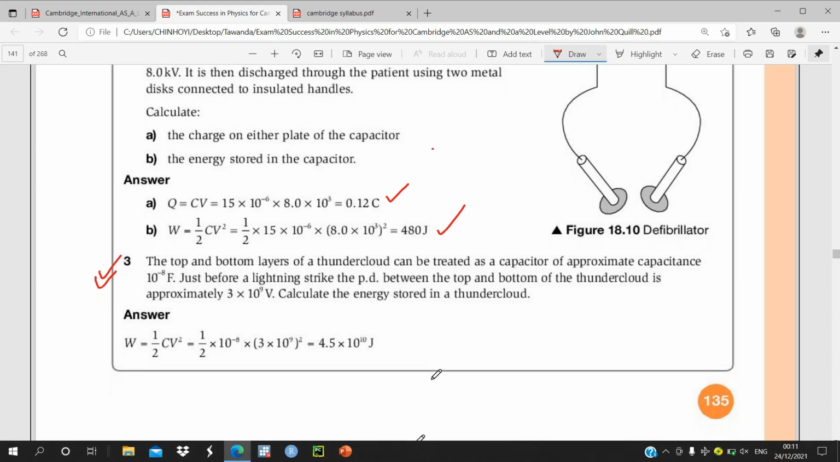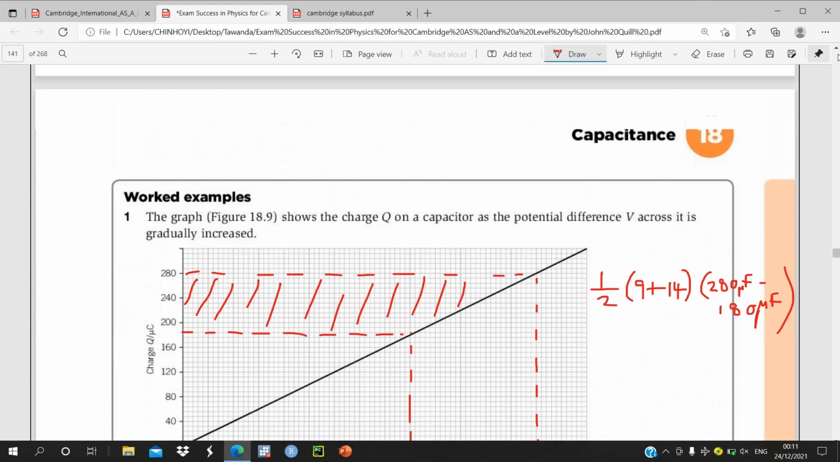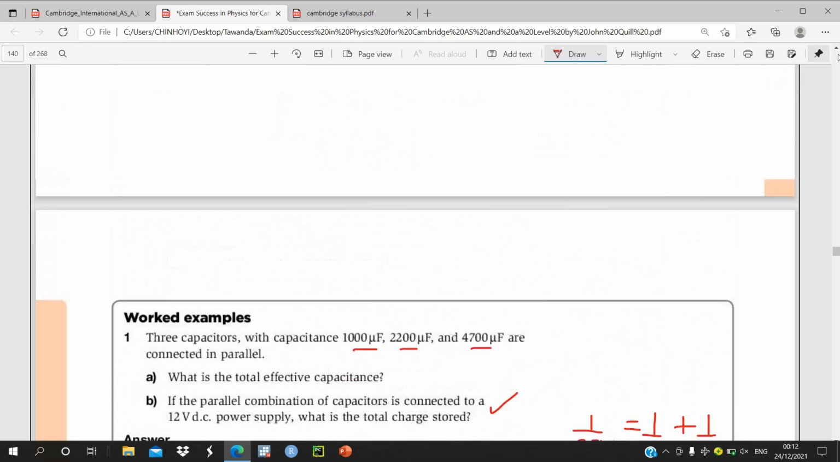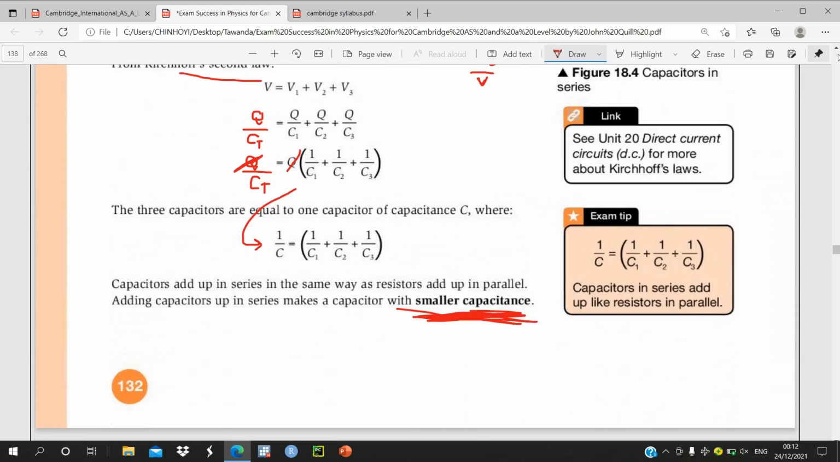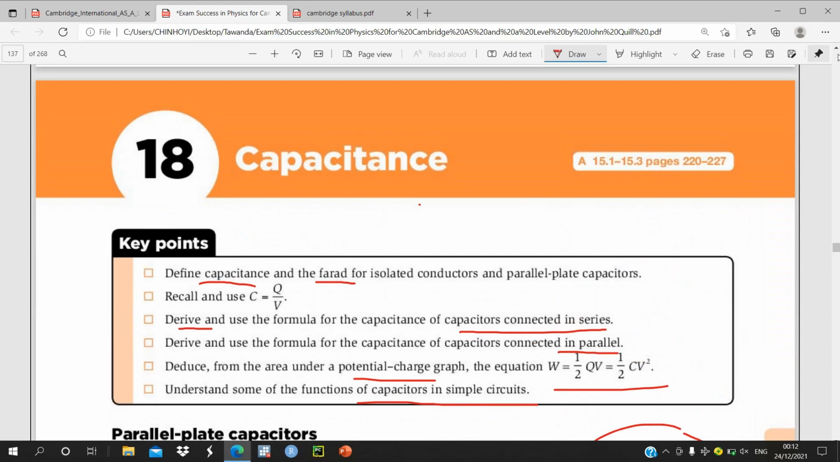So thank you for watching. I think the lesson has helped you. We have tried to cover all the points that we were looking at under capacitance. You are now able to define capacitance, define the farad, derive the capacitance of capacitors in series and in parallel, use that formula to find the area under the graph, and understand the function of capacitors in different circuits.